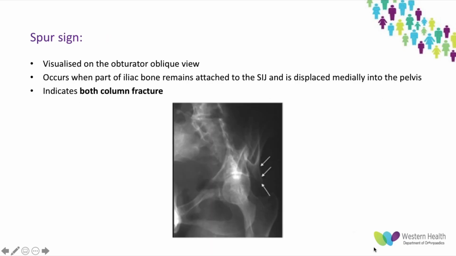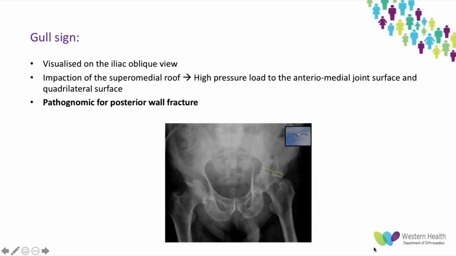Other important signs on X-ray include the spur sign, which is visualized on the obturator oblique view. It occurs when part of the iliac bone is attached to the sacroiliac joint and is displaced medially into the pelvis. This is indicative of a both column fracture. The gull sign is visualized on the iliac oblique view and is a sign of impaction of the superior medial roof, which will indicate a high pressure load to the anterior medial joint surface and the quadrilateral surface. It is pathognomonic for posterior wall fractures. It is named after the bird itself.